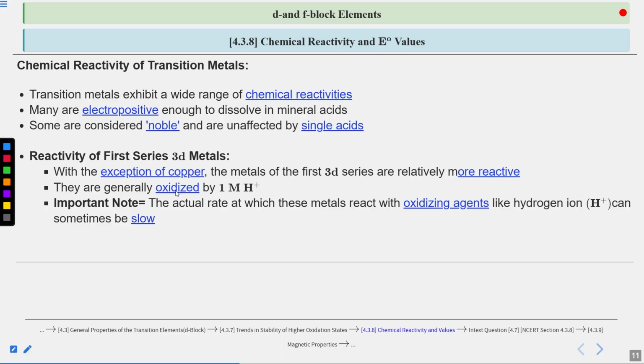So we are saying that with the exception of copper in the first series of 3D metals, they are relatively more reactive because they are generally oxidized by H positive. And a thing to note here is that the actual rate at which these metals react with the oxidizing agent like H positive can sometimes be slow. That means maybe they are not as reactive, or the rate will be slower in some cases.